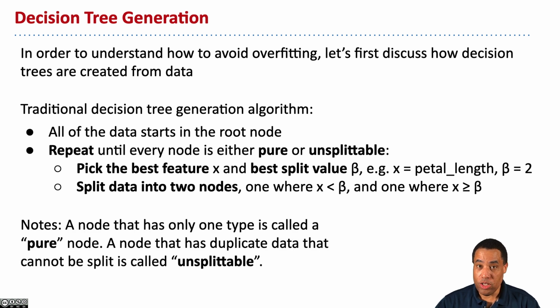Now, definition. We say that a node is pure if it only has one type, so one class. Then that node is considered pure. A node that has duplicate data that cannot be split, from two different or three different or more classes, is called unsplittable. So those are the two terminal nodes that we'll have. Either all of one class or there's no feature that we can use to split that node into pure nodes.